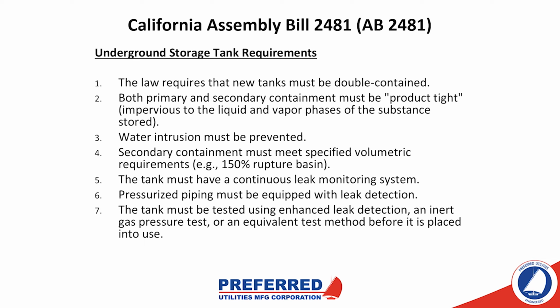Number 6, pressurized piping must be equipped with leak detection. This means a couple of things. It can mean programmable line leak detection. It means also vacuum monitoring system on pipe secondaries and underground piping. So what they're referring to here as far as pressurized piping, I think, is an important point to make, and that is normally with USTs that's going to be a submersible turbine pump.